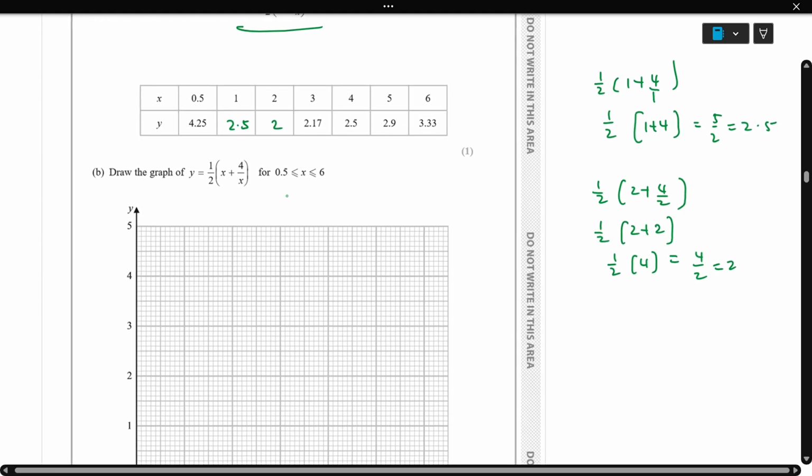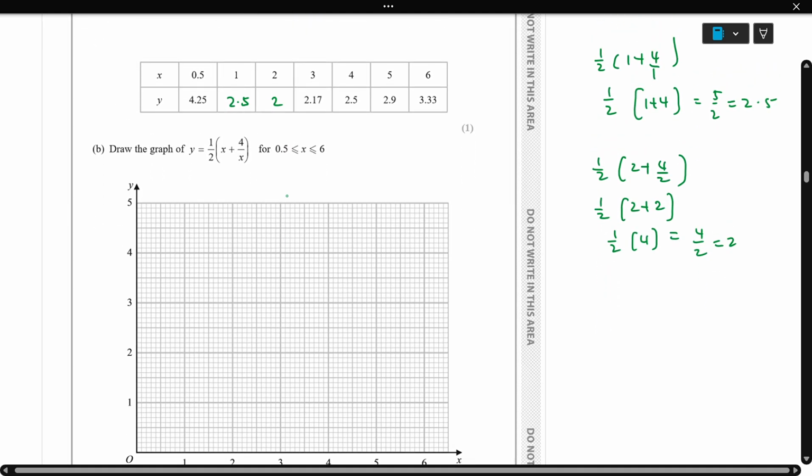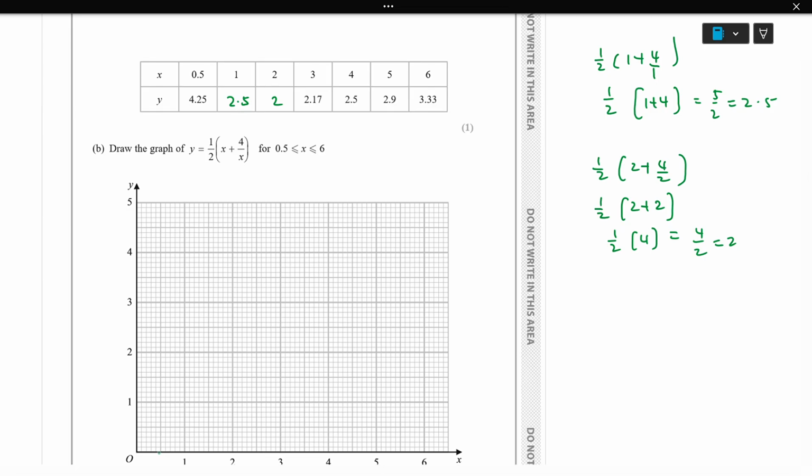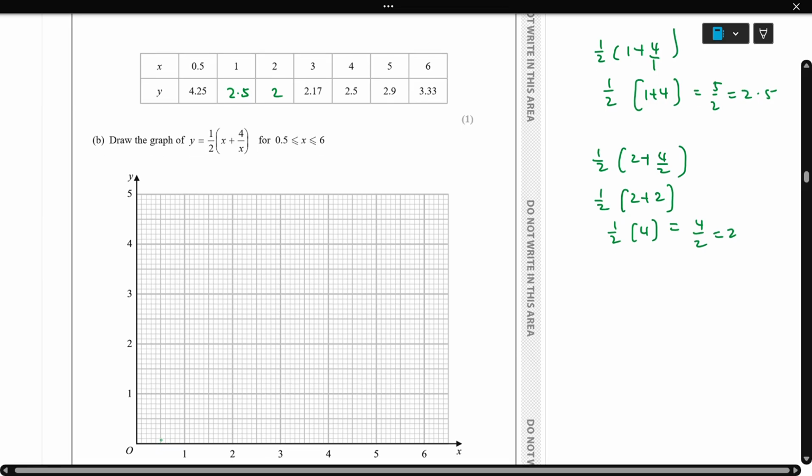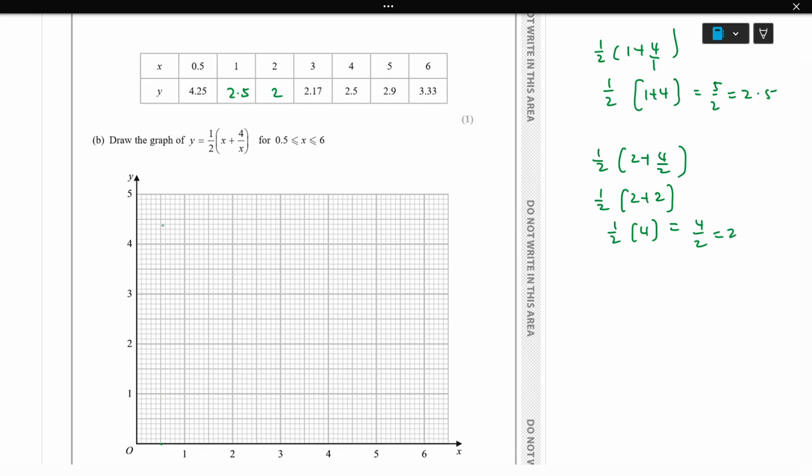Next, draw the graph. So we need to plot these points here. First is 0.5 and 4.25. As we know, this is our 0.5 on the x-axis, and on the y-axis, 4 point 25 is here. Next, 1 and 2.5 is here. 2 and 2 is going to be here.